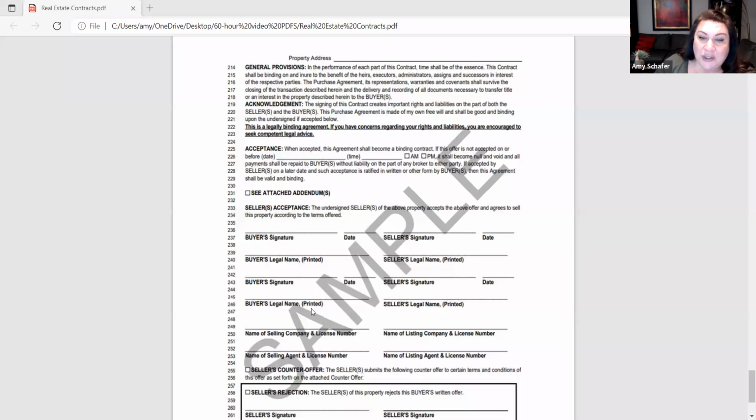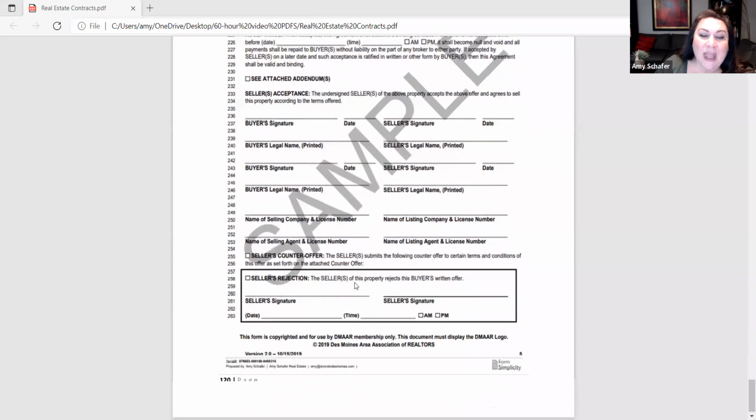Obviously, there are signatures involved here. But we talked about rejection. And for some reason, if a seller would reject this offer, they're offended by it or they accepted something else, it is good to make sure that the seller signs the rejection so that you can always prove that you did in fact present it, because we must, by Iowa law, present any and all offers. No matter what, you've got to present an offer to your seller.